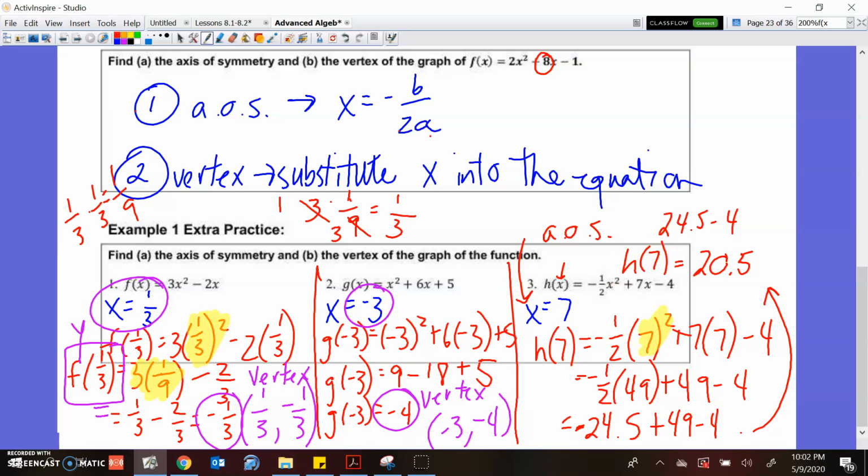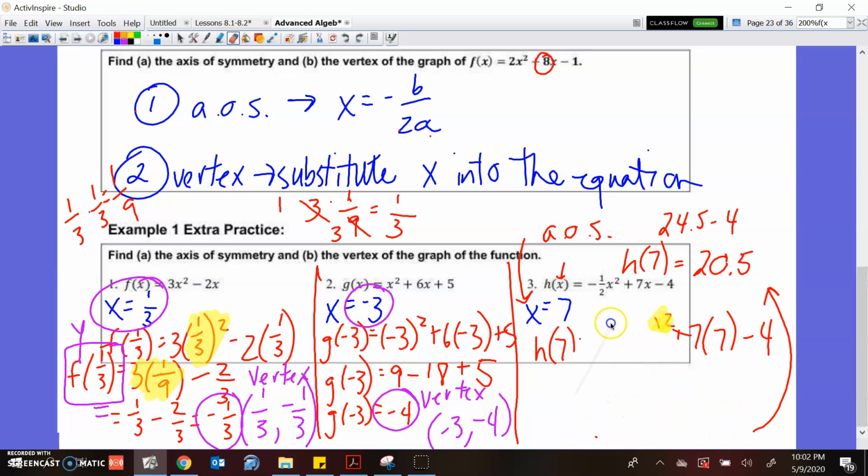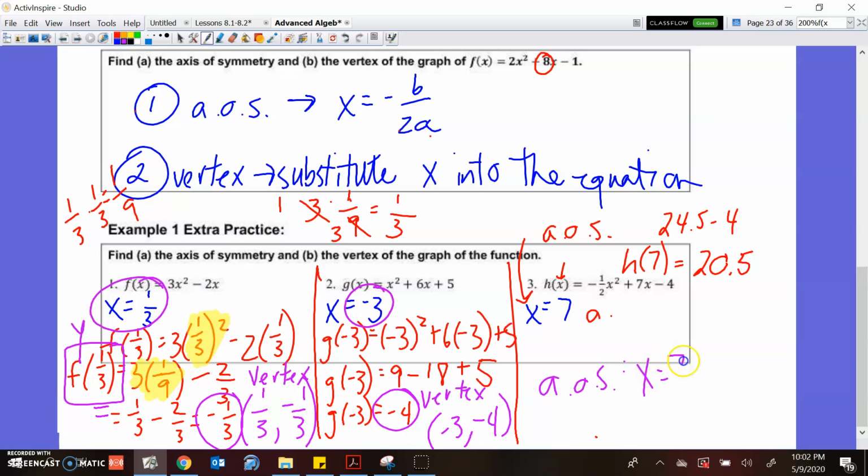Okay, there's a lot on this screen right now, but that's what I would end up getting. So in the end, if I just clear out some of this, not that we want to erase our work, I would be able to say then that my axis of symmetry is going to be x equals 7, and then my vertex is going to be that x coordinate, and this is my y coordinate, 20.5.